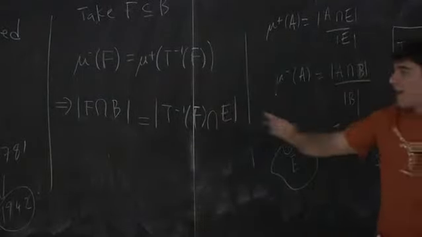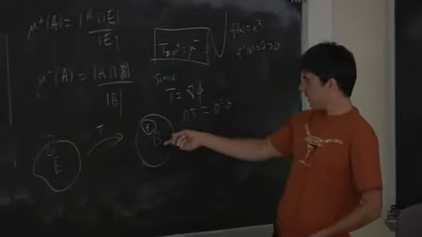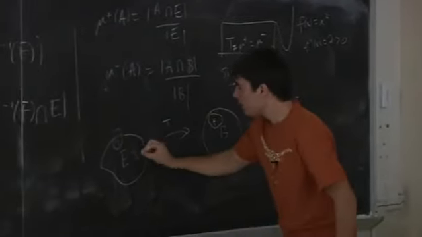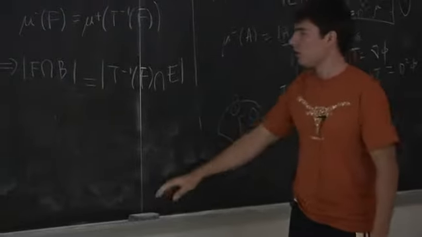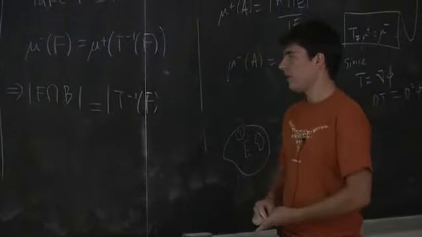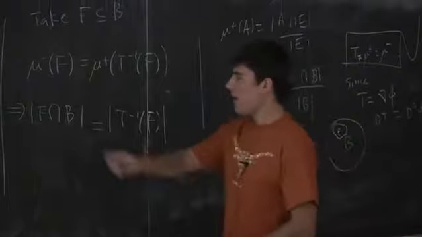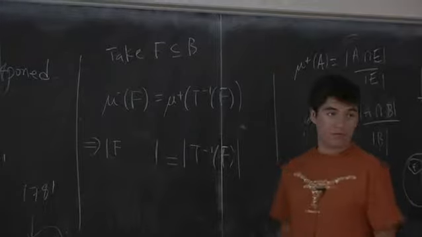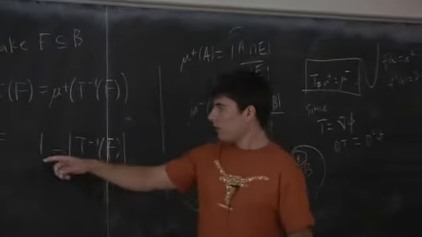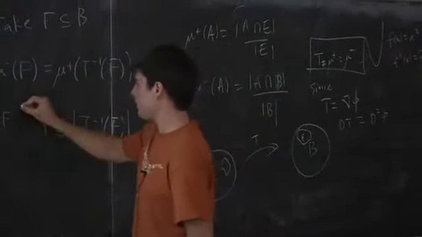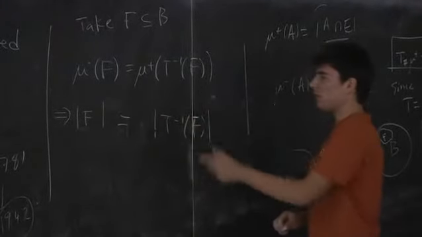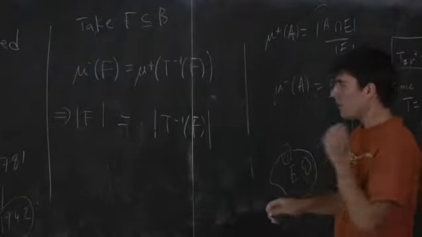Now, because F is a subset of B, the pullback of that will be in E. So T inverse of F is in E, so we can get rid of E. And F is a subset of B, so F intersected B is just F, right? We're all on the same page? So we just get this relation: the volume of F is equal to the volume of the pullback under T.